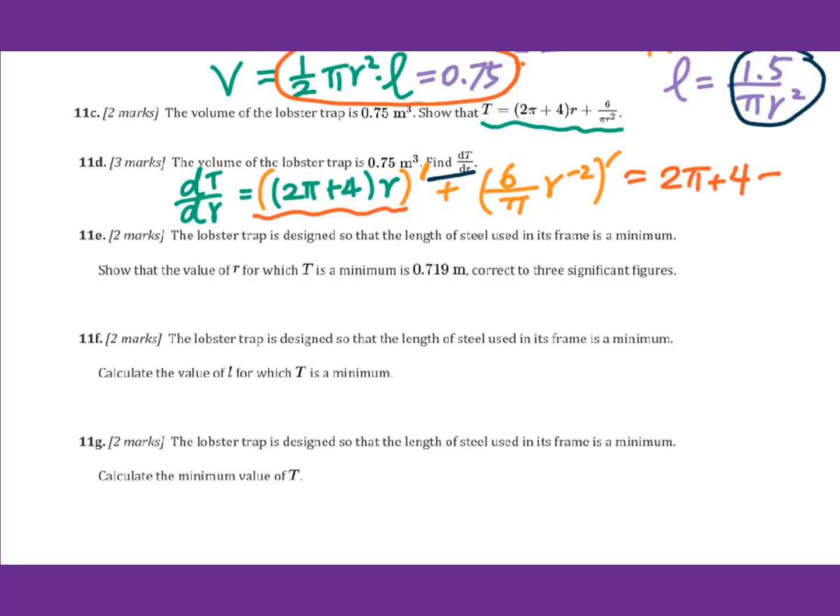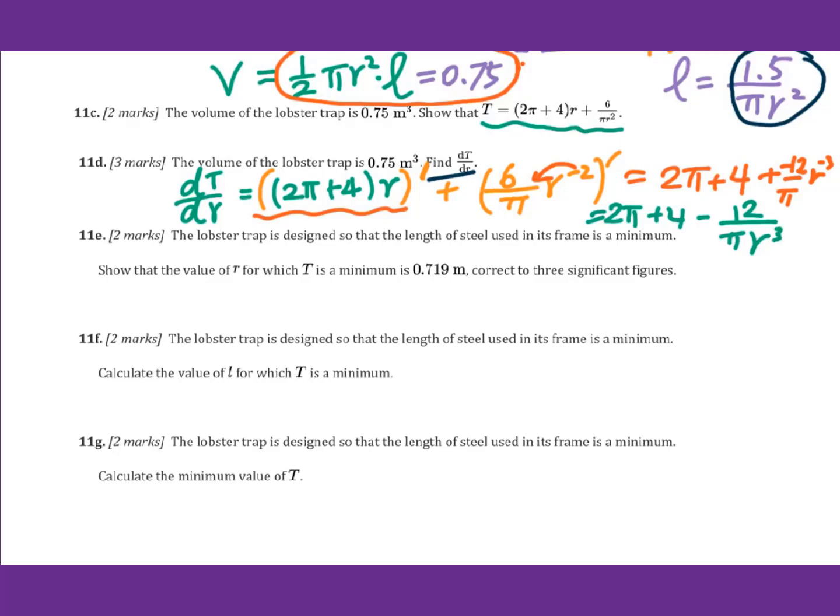Then plus, drop this negative down, we have negative 12 over pi r to the negative third power. We organize, and you will get 2 pi plus 4 minus 12 over pi r to the third power.